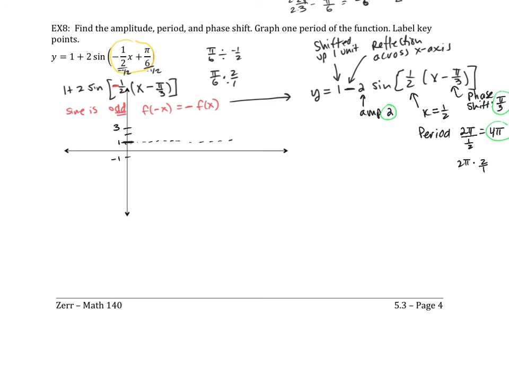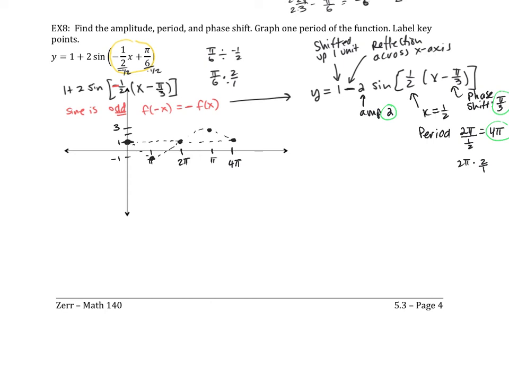Okay, now my period is 4 pi. Half of that is 2 pi. Half of that is pi. So I break my sine into its 4 pieces, and then sine typically goes from the middle and climbs up, but since it's reflected across the x-axis, it's going to go down, back to the middle, up, and back. Okay, so that would be what the graph looks like without any phase shift.